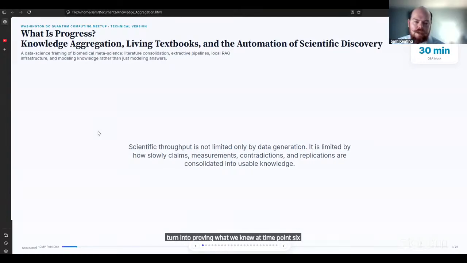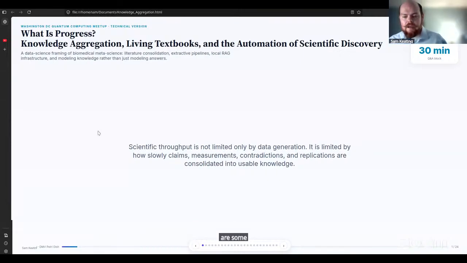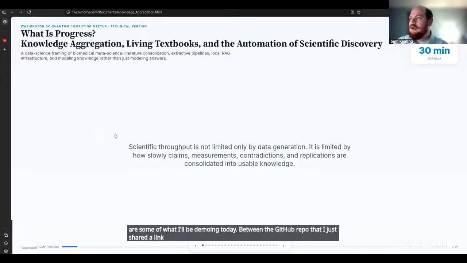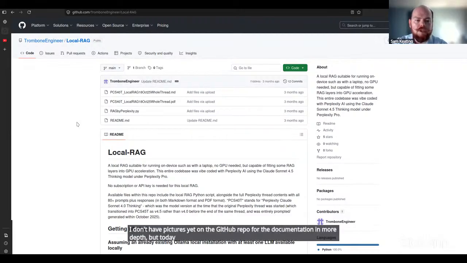And some of the computational algorithmic approaches of interest for the frameworks that I've been building up are some of what I'll be demoing today, between the GitHub repo that I just shared a link to in the Zoom chat right here. Trombone Engineer is my GitHub profile name. And this is a local RAG. So I don't have pictures yet on the GitHub repo for the documentation in more depth, but today I can demo on my own machine.